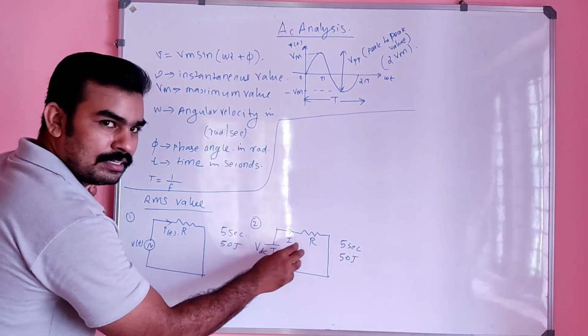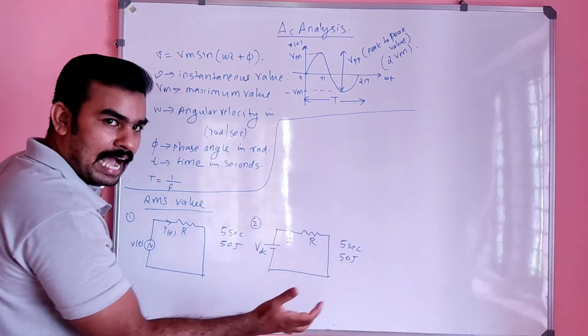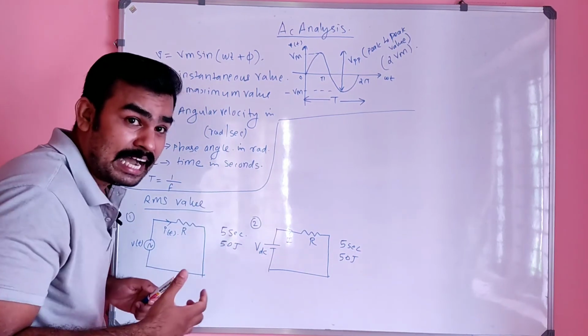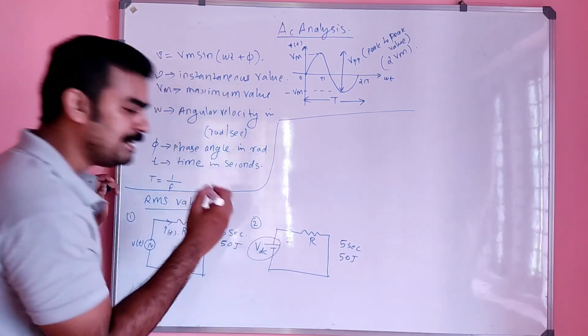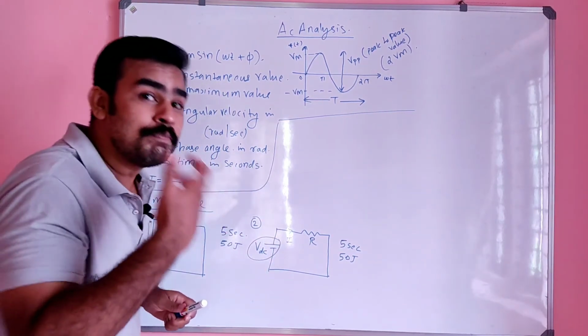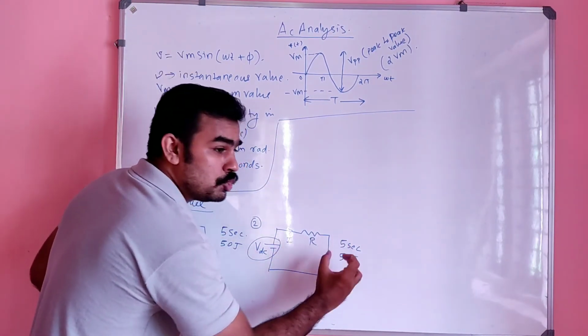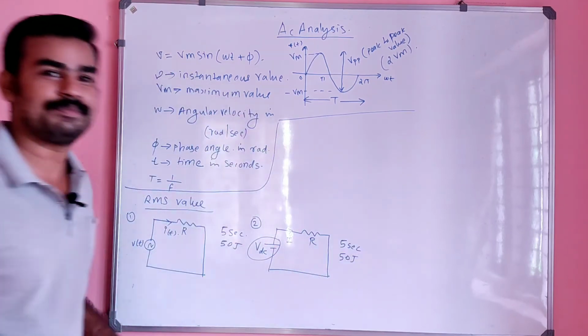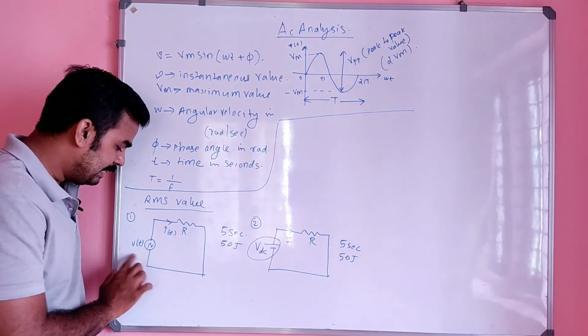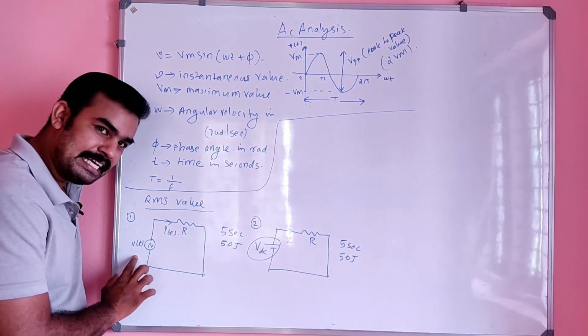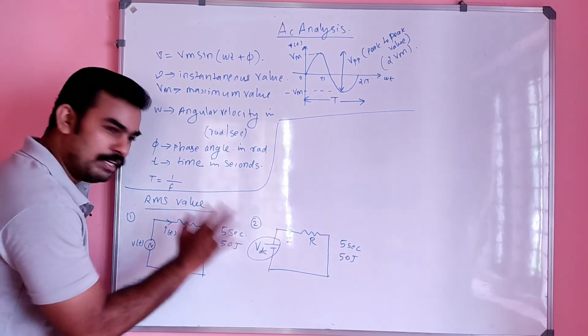Observed the circuit for 5 seconds and I adjusted my VDC value in order to produce 50 joule heat in 5 seconds. Did you get the idea? See, initially I gave an AC, and I produced 50 joule in 5 seconds.